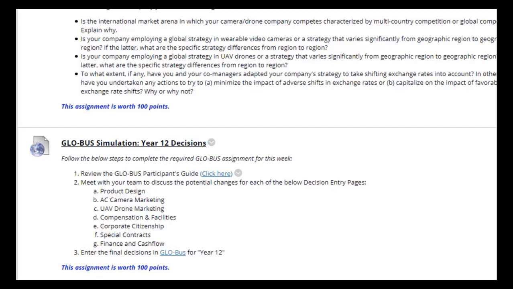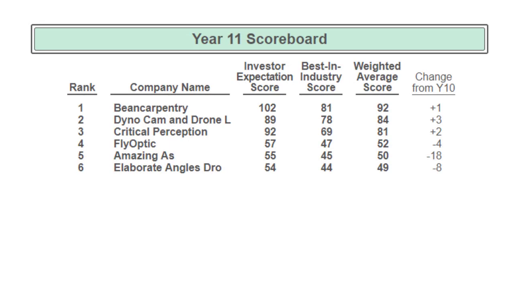Let's go ahead and look at the year 11 results in Globus. Here we have the year 11 scoreboard. As you can see, company B is in the lead with 92, up +1 from year 10. Company D is at 84, company C is at 81. Pretty much all stay the same, right? 1, 2, and 3. The fourth ranking, though, company F, they jumped from 6th to 4th for year 11.